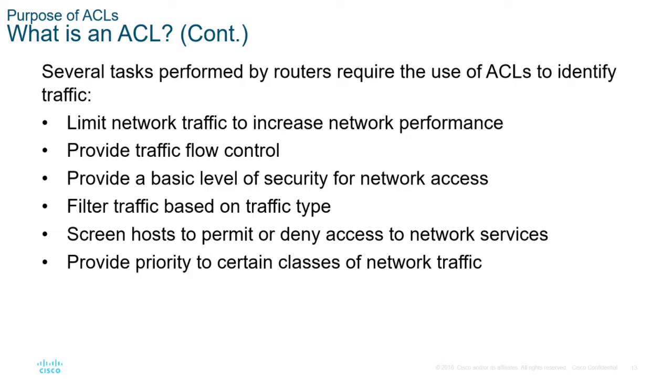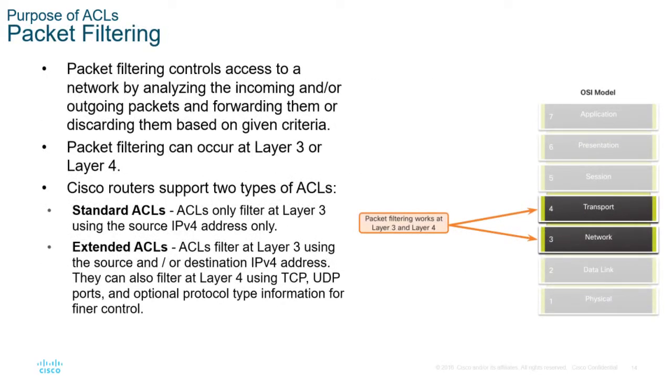So we can filter traffic based on traffic type. This is a yes and a no. It depends on the type of ACL that we're writing. If we're writing standard ACLs, not so much. If we're writing extended ACLs, we have a bit more control. We can permit or deny access to specific network services as well, which falls into filtering traffic, and provide priority to different classes of network traffic as well.